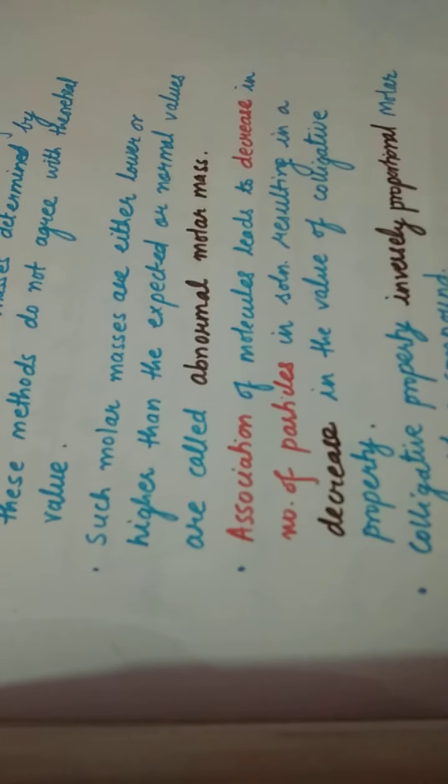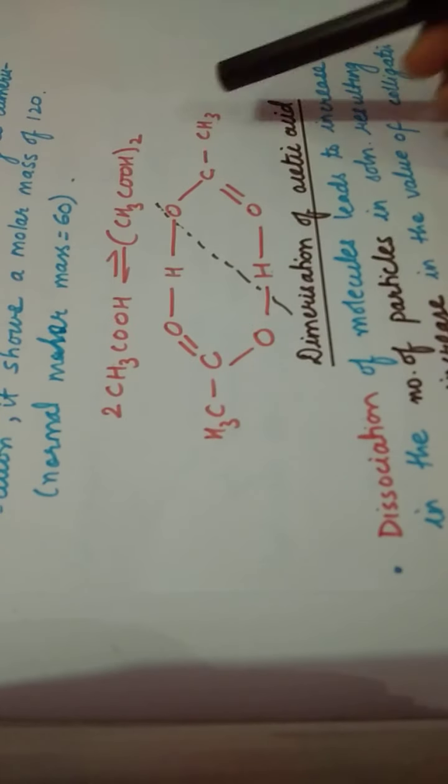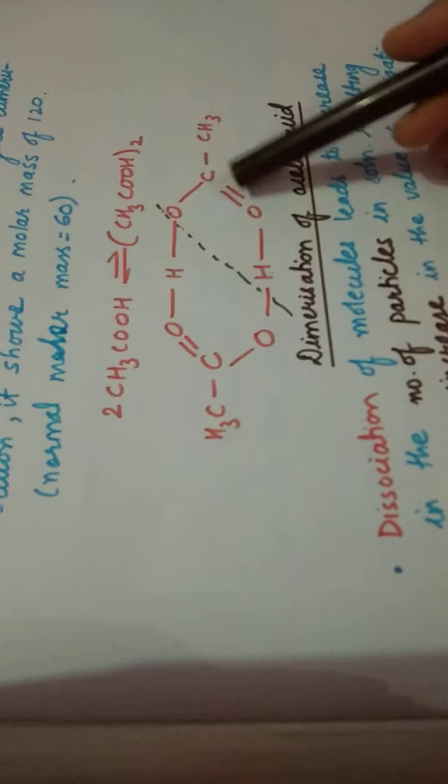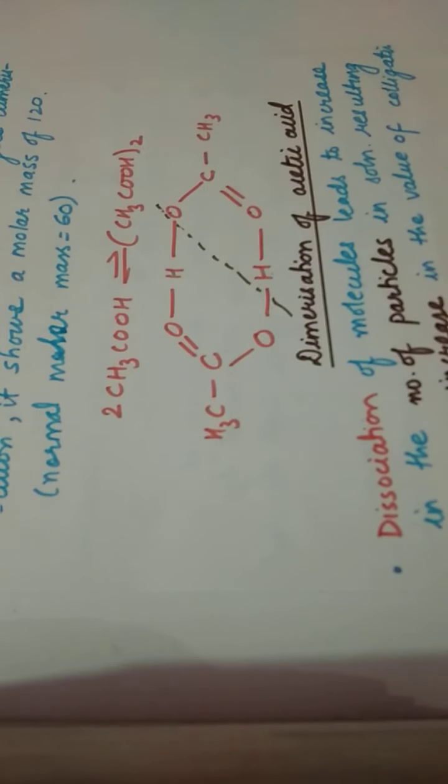Now the next one is: association of molecules leads to a decrease in the number of particles. Children, please try to understand. Here we have taken acetic acid. These two molecules have associated, so they have combined together. When they combine together, the number of molecules, or particles, in the solution decreases.